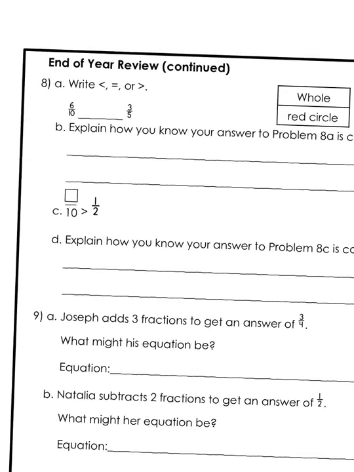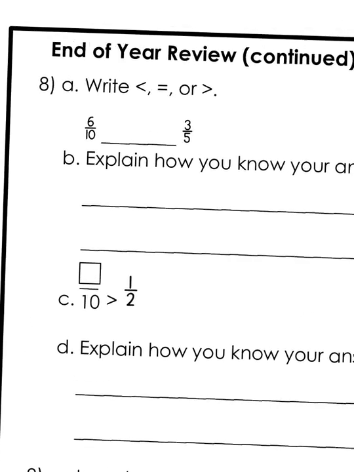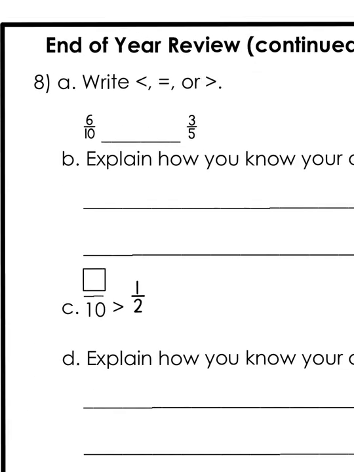So 8a is asking you to compare these two fractions. Are they greater than, less than, or equal to each other? You're going to notice that both of these fractions have a different denominator. So one of the things you would have to do is convert one fraction to have a like denominator to the other one. As you can see, 5 and 10 are related to each other because 10 is a multiple of 5.